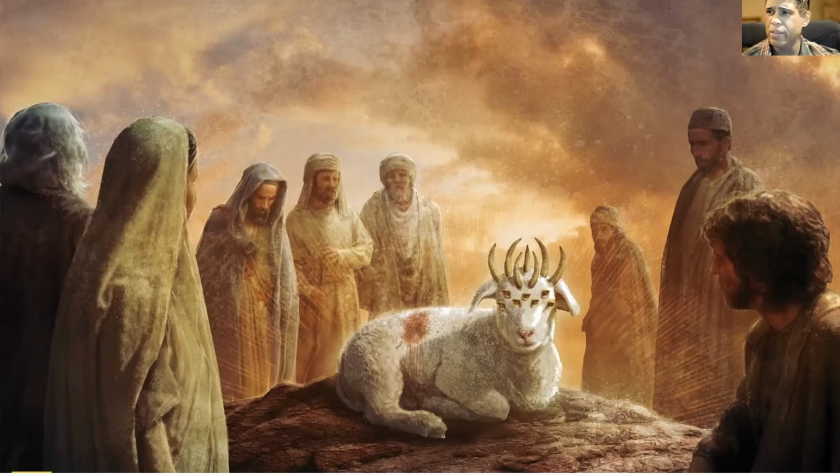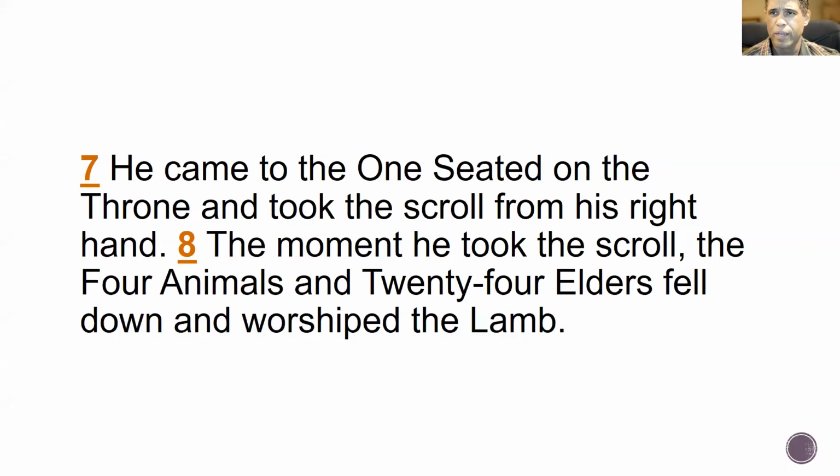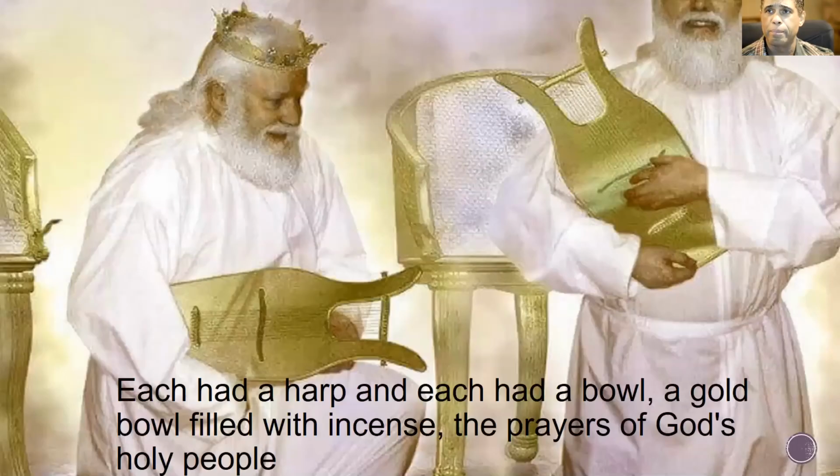Any comments on that? Questions, criticisms? Okay. All right. He came to the one seated on the throne and took the scroll from his right hand. The moment he took the scroll, the 4 animals and 24 elders fell down and worshiped the Lamb. Each had a harp and a gold bowl filled with incense, the prayers of God's holy people. So two things come out from this.